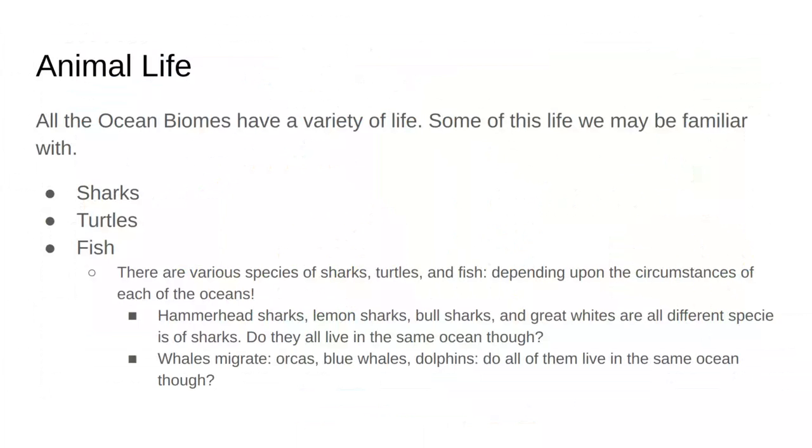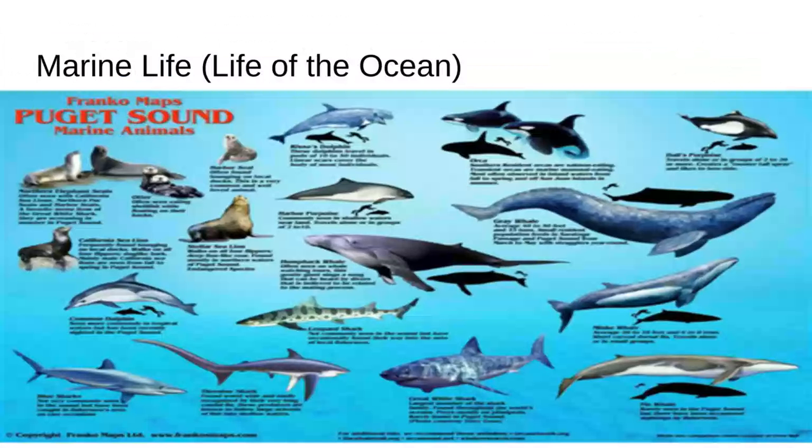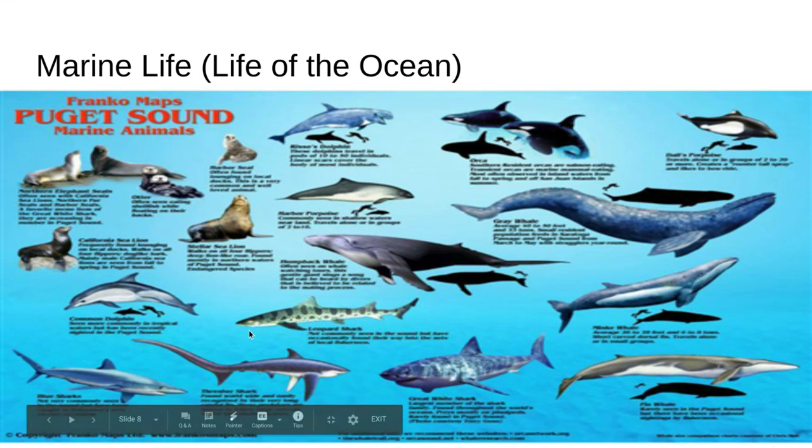Hammerhead sharks, lemon sharks, bull sharks, and great whites are all different species of sharks, but do they all live in the same ocean? Whales also tend to migrate, so orcas, blue whales, dolphins, do they all live in the same ocean? And there's different varieties of each of these whales, so maybe they're not all in the same ocean. Here's some examples. So here we have orca whales right here, gray whale, blue humpback whale, some sharks, ooh, a whiptail shark. Oh, those are scary. So pay attention that these different kinds of marine life will certainly be in a different ocean depending on their own needs.